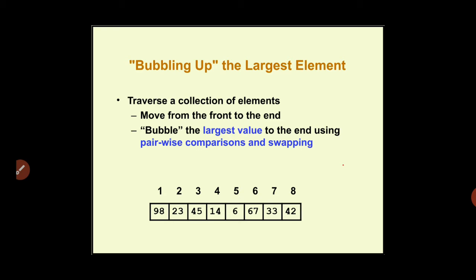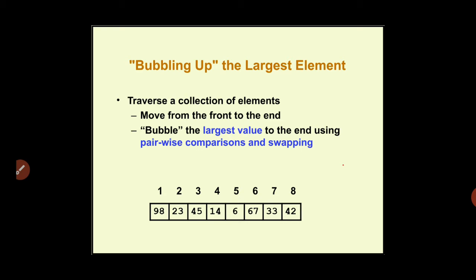That means it travels the collection from front to end, and bubble sort sets the largest value at the end, using pairwise comparison and swapping. We are discussing that here.